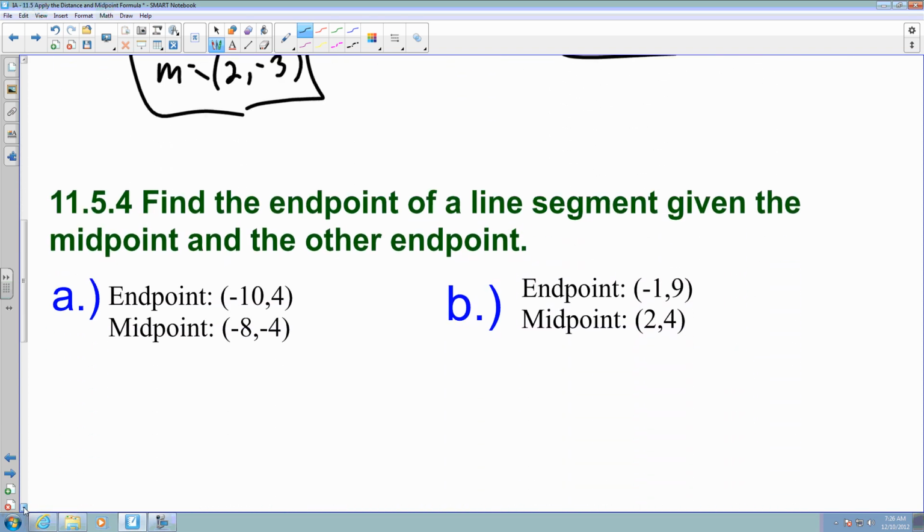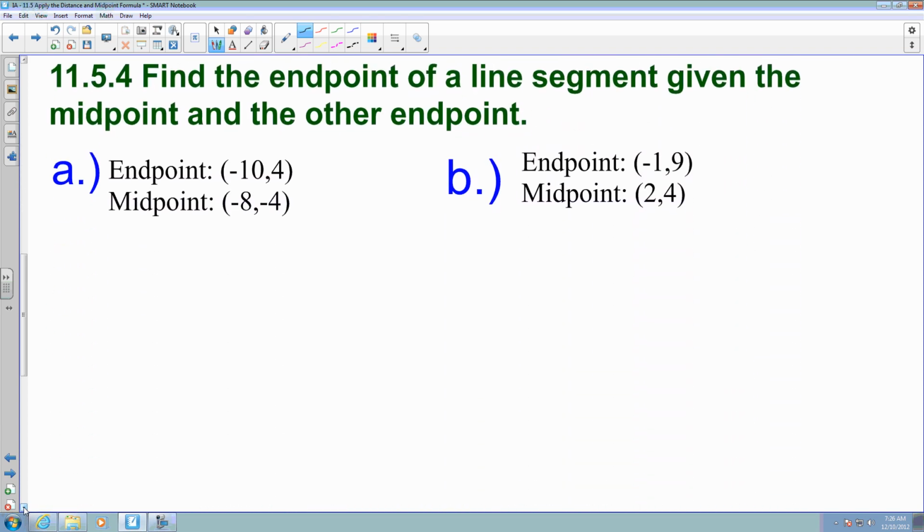But there is one that is maybe a little bit more complex. If we're given an endpoint of a line segment, and also the midpoint, I want to find the other endpoint. So we can still use the midpoint formula: M is x1 plus x2 over 2, comma, y1 plus y2 divided by 2.